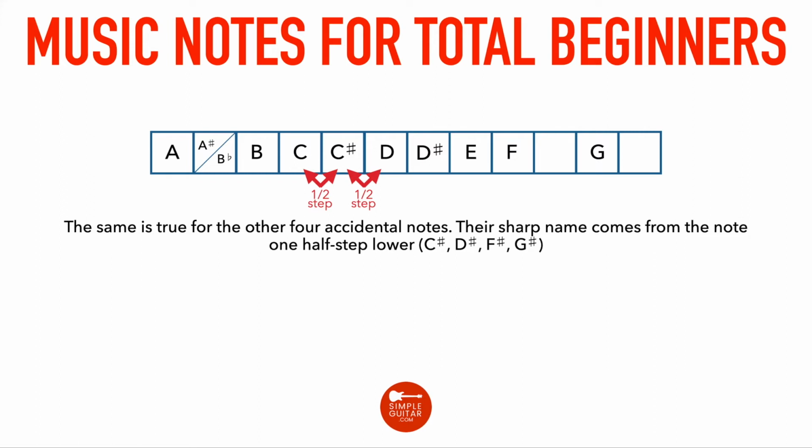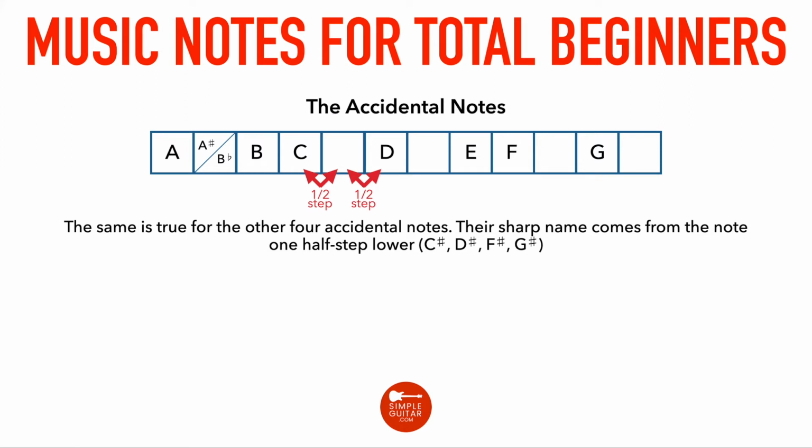There's not an accidental between those. So if I'm on F and I go up a half step between F and G, then I'm going to be on F sharp. And same thing with G. If I'm on G and I go up a half step between G and A, I'm on G sharp.